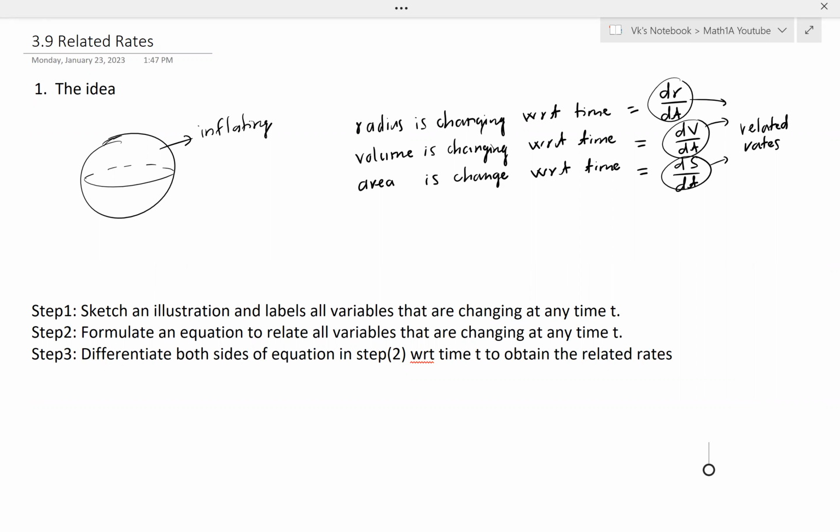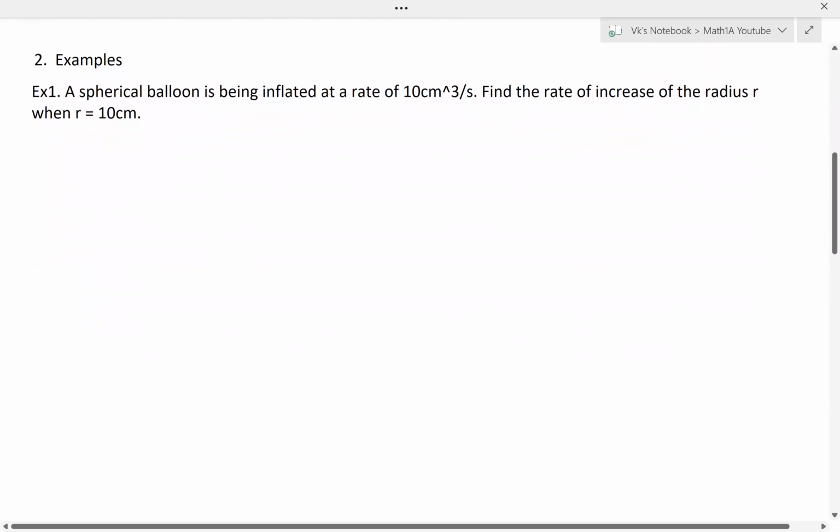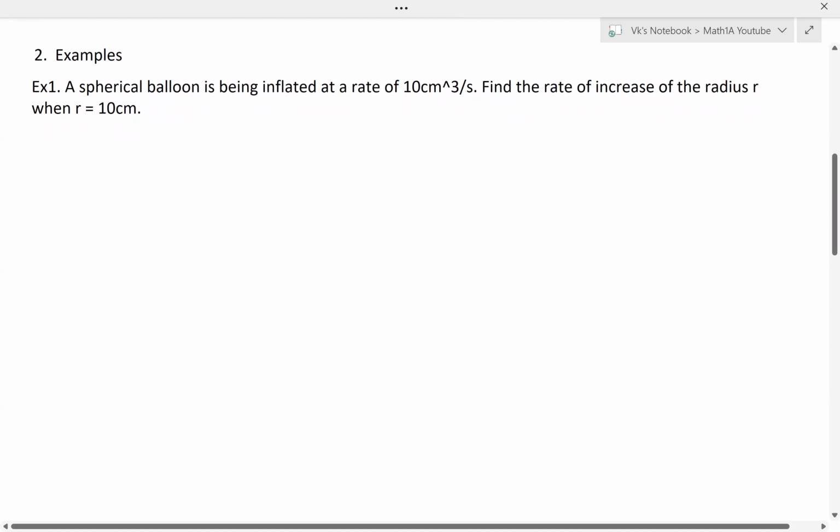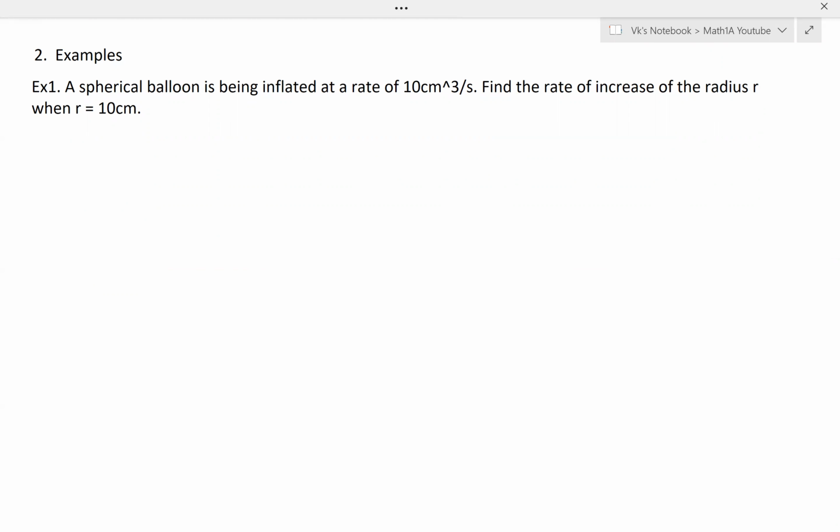Okay, let's try to apply this idea to do a few examples. Number two, example number one: a spherical balloon is being inflated at a rate of 10 cubic centimeters per second. Find the rate of increase of the radius when the radius is 10 centimeters.